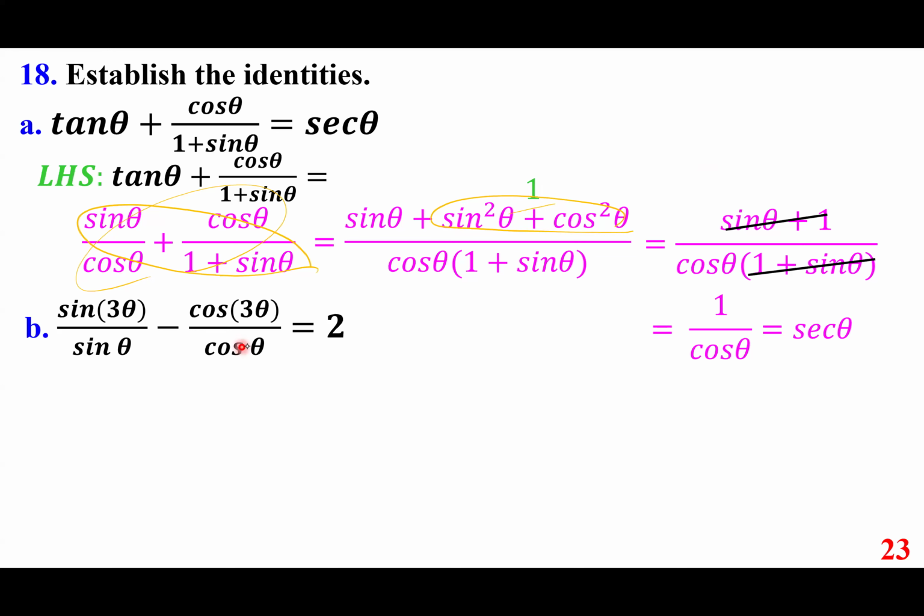Sine of 3 theta over sine theta minus cosine 3 theta over cosine theta equals 2. We are going to start with the more complicated side, namely the left-hand side.